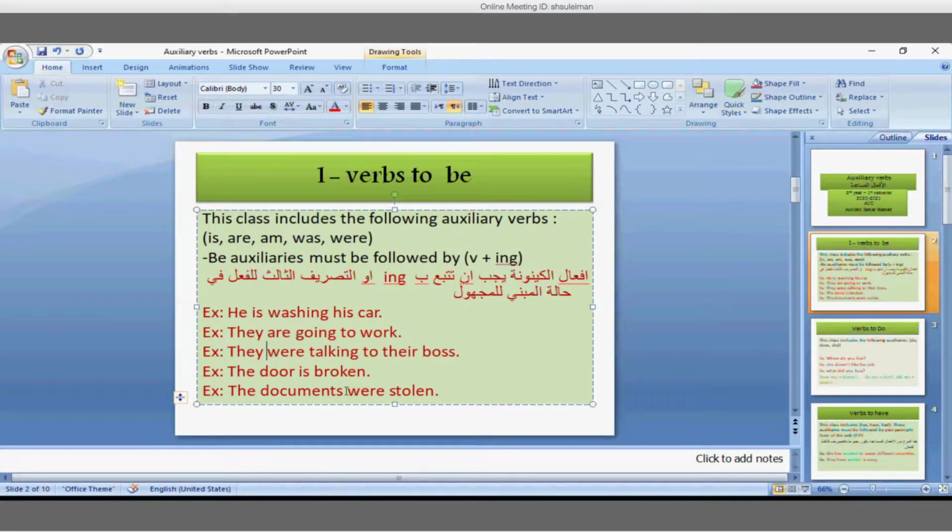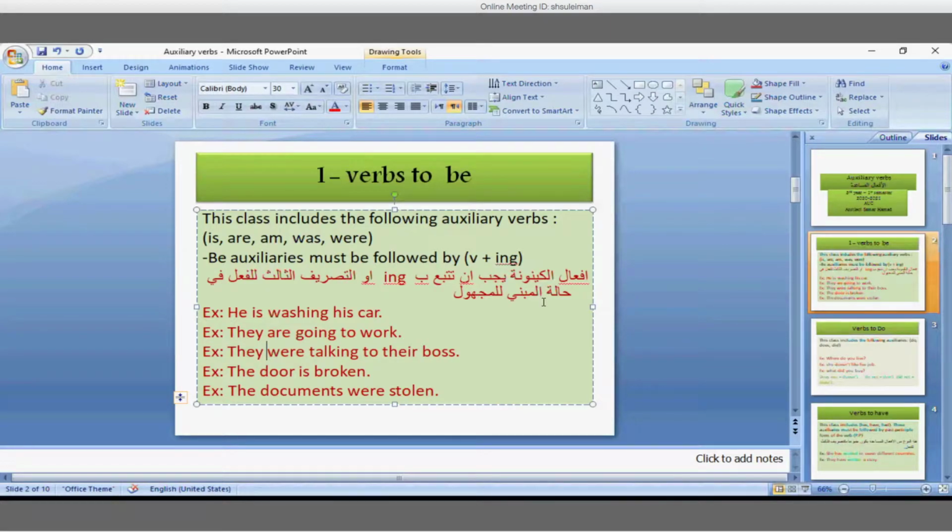Another example, the door is broken. The door is broken. Here we have to come back to the note in red color which says that أفعال الكينونة يجب أن تتبع ب ing. أفعال الكينونة أحيانا تتبع بالتصريف الثالث للفعل مو بس ing.